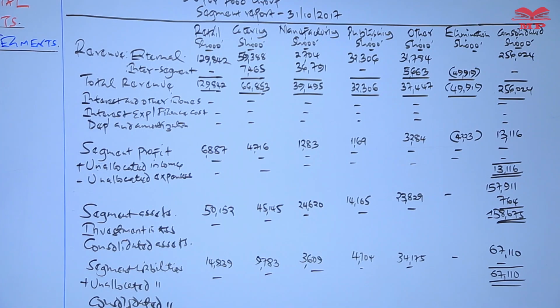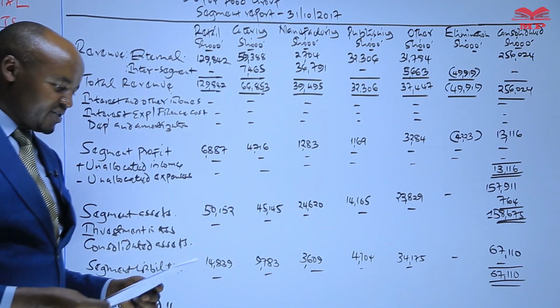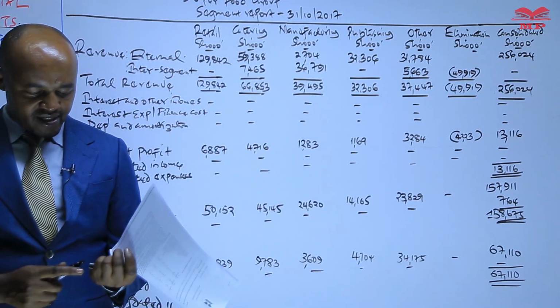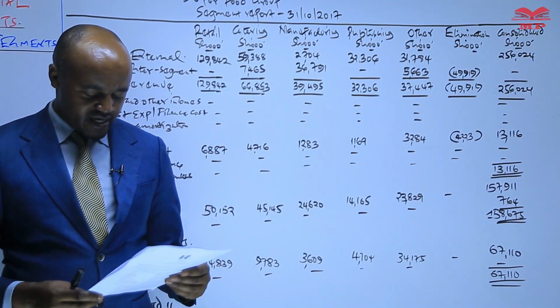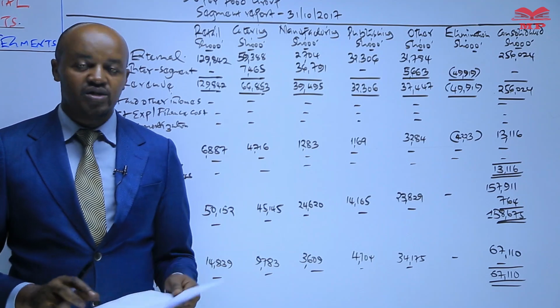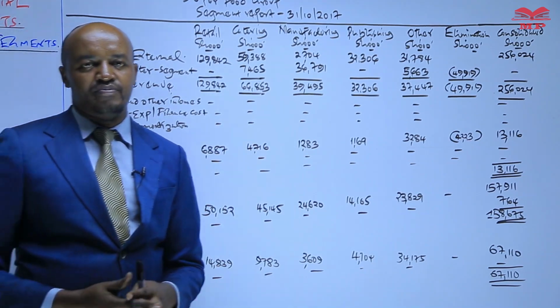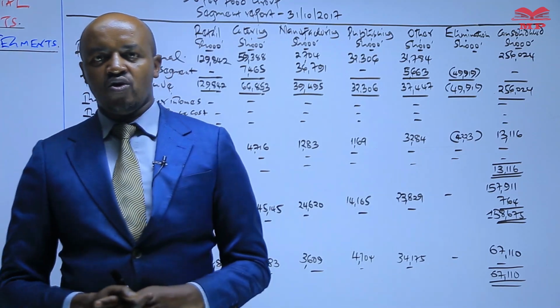So basically that is it. That is what was required as far as that particular question was concerned: the preparation of a segment report in compliance with IFRS 8. And basically that brings us now to the end of that particular topic to do with the operating segment.